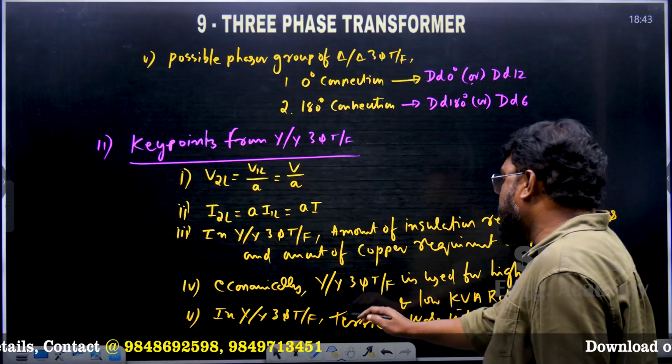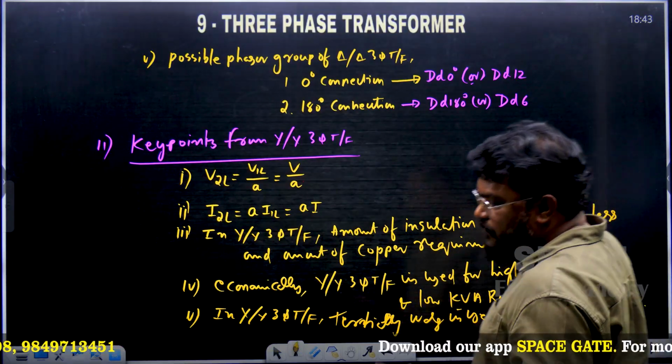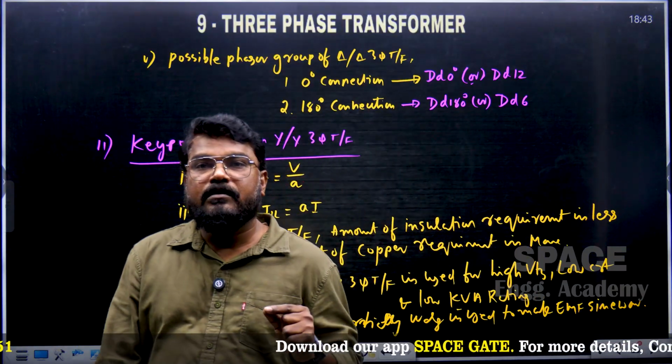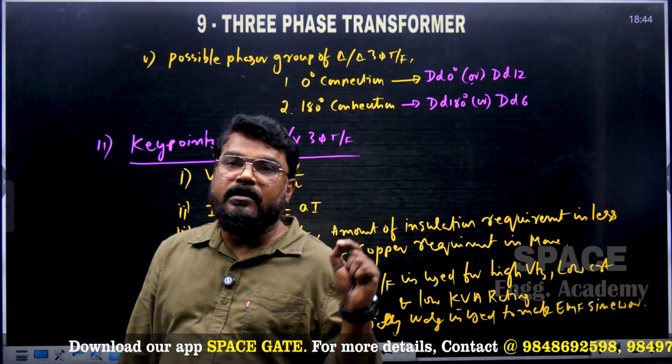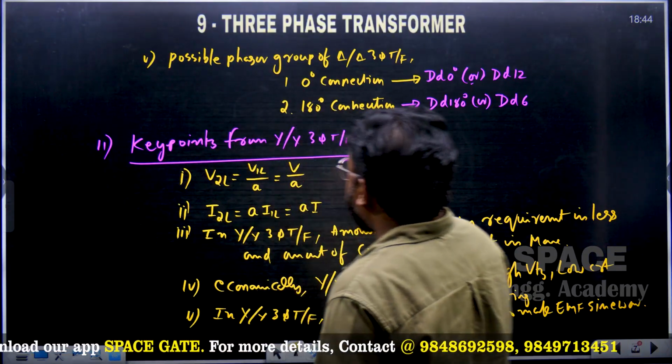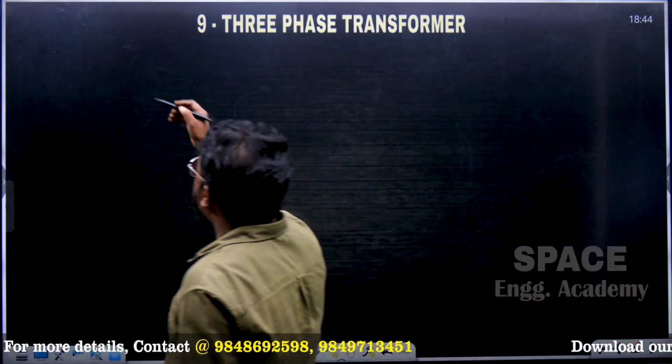అండ్ ఇట్ స్టార్ త్రీ ఫేజ్ ట్రాన్స్ఫార్మర్ టెరిషరీ వైండింగ్ ఈజ్ యూజ్ టు మేక్ ద EMF సైన్. సో విత్ రెస్పెక్ట్ టు టెరిషరీ వైండింగ్, ద స్టార్ త్రీ ఫేజ్ ట్రాన్స్ఫార్మర్ ఏమంటామంటే త్రీ ఫేజ్ త్రీ వైండింగ్ ట్రాన్స్ఫార్మర్ అని అంటాం. అండ్ నెక్స్ట్ పాసిబుల్ ఫేజార్ గ్రూప్స్ ఏముంటాయి? సో దీంట్లో ఉన్న పాసిబుల్ ఫేజార్ గ్రూప్స్.